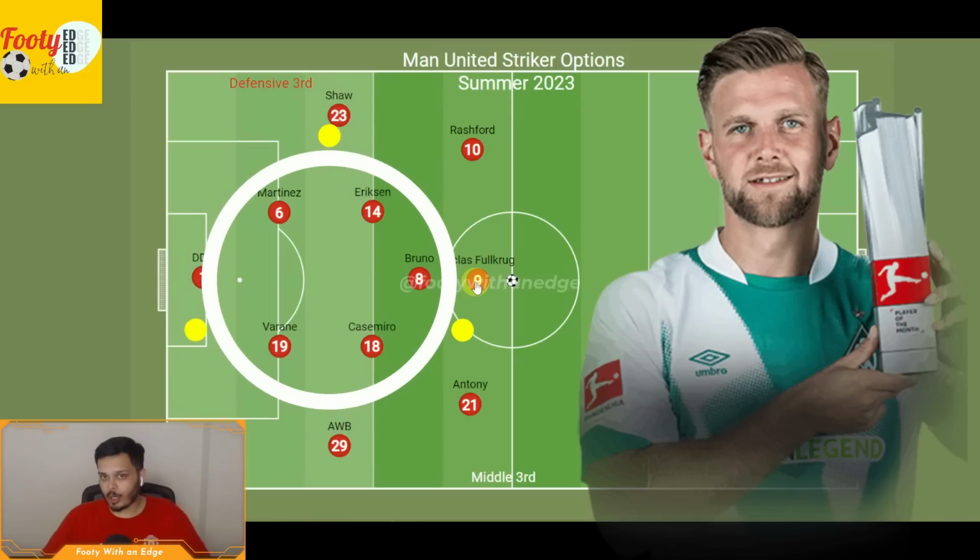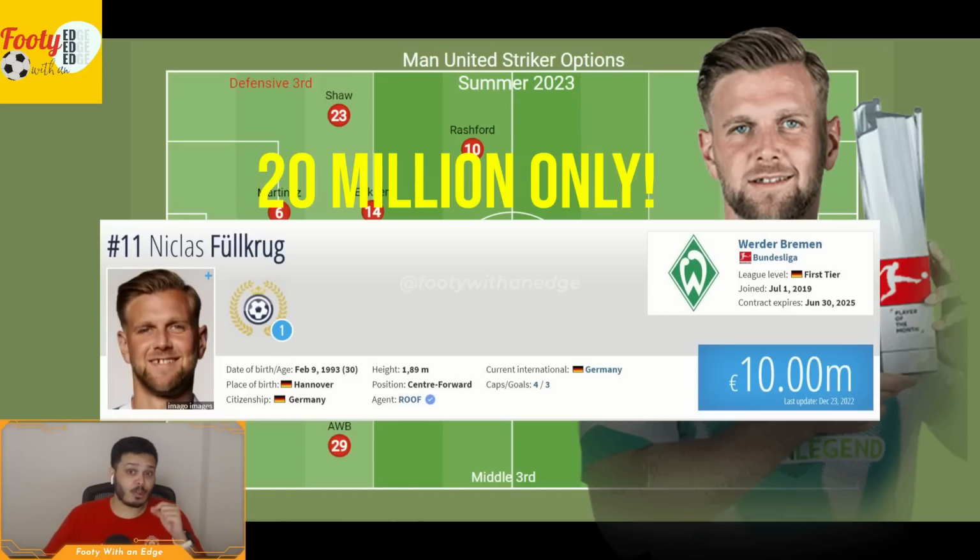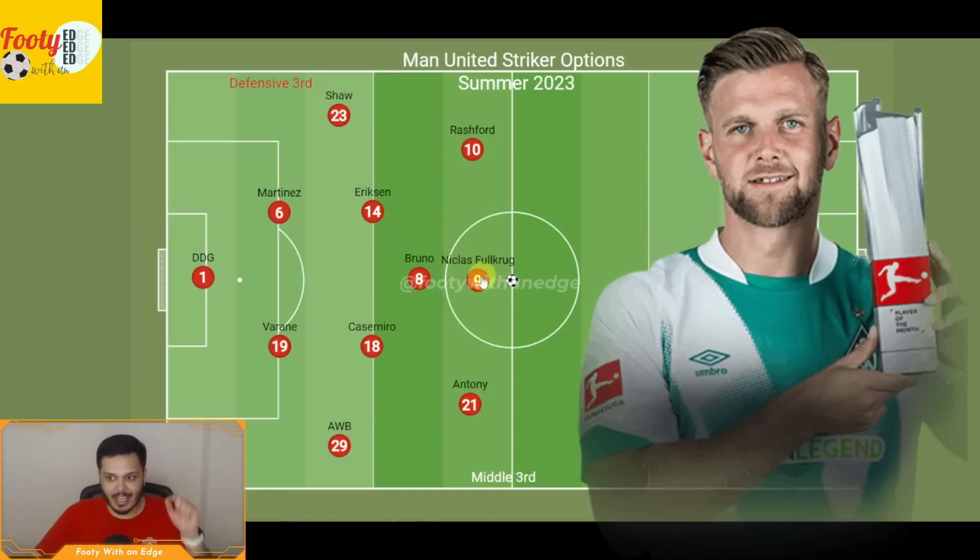And when we get to his price tag, this is where things get very interesting for Füllkrug, because his market value is just 10 million euros according to Transfermarkt, which means we could get him for somewhere around 20 million euros. So the bottom line with Füllkrug is that for that price, he's an absolute steal. He can give us everything that Weghorst gives us right now, but also finish off the chances that he gets.